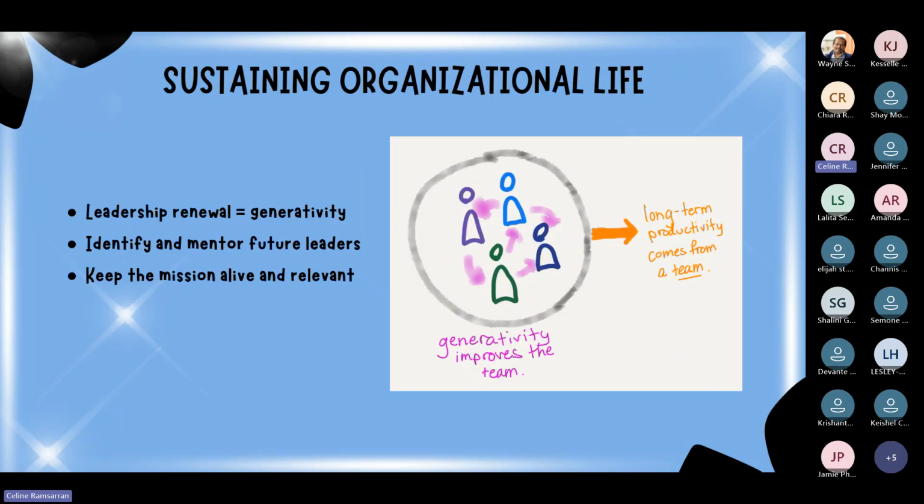Sustaining organizational life. Generosity means thinking beyond yourself, ensuring that the organization's success continues after you. Strong leaders recruit and mentor new ones, keeping the mission alive through people and not just through policies.